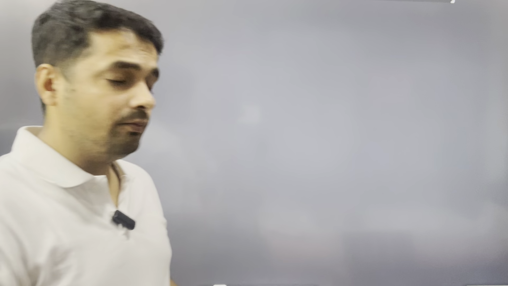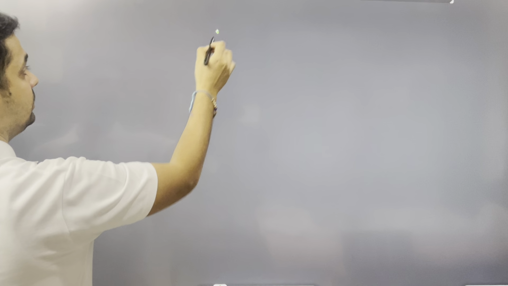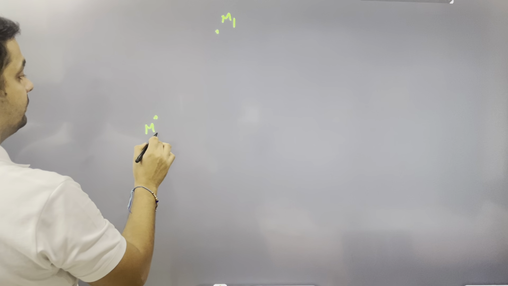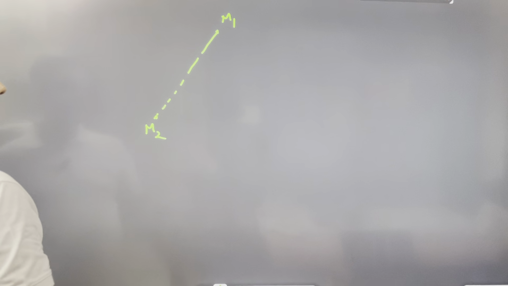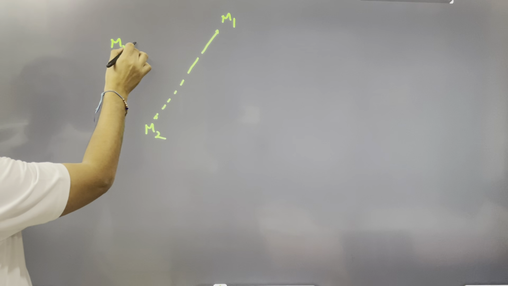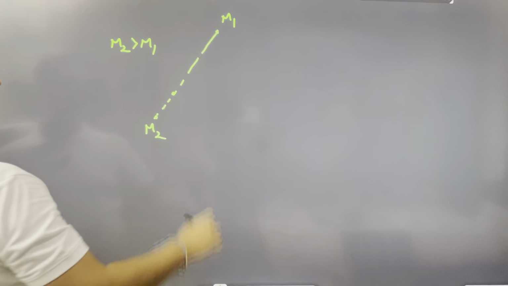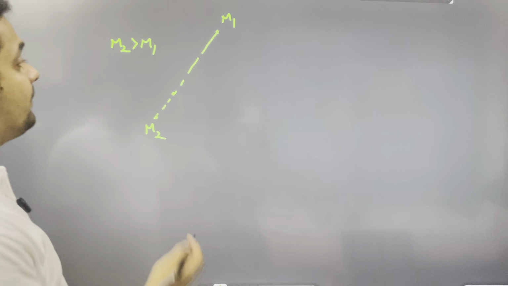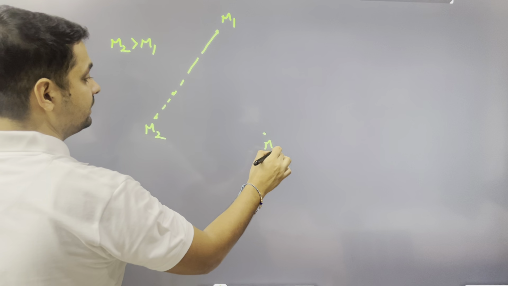Now see here how the center of mass is changing. For example, if I take two particles, the particle m1 and the particle m2, the center of mass will lie somewhere between them. If m2 is greater than m1, the center of mass will lie nearer to m2. Now if I add a third point mass here, m3, correct?